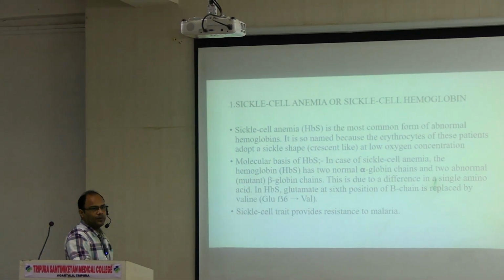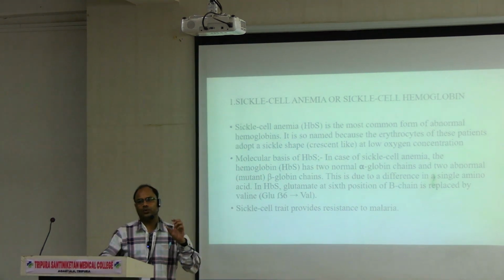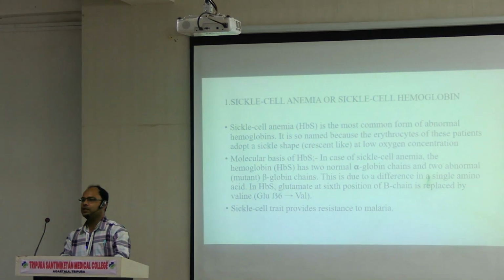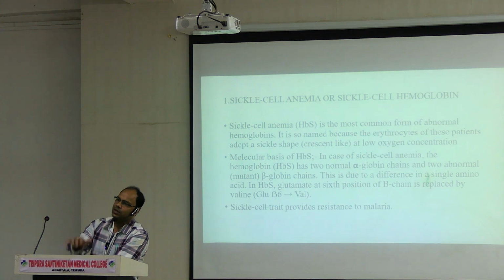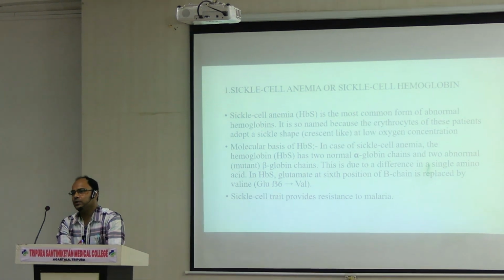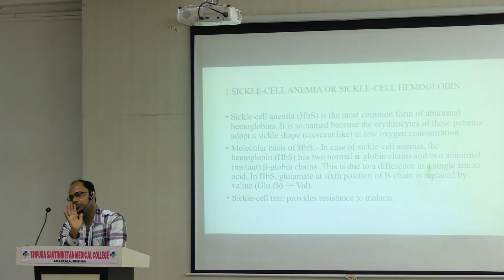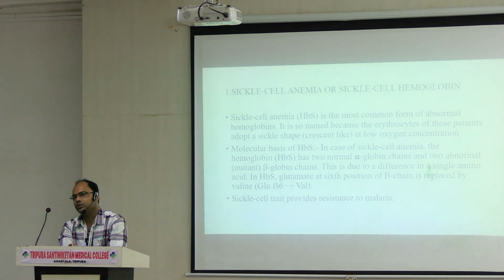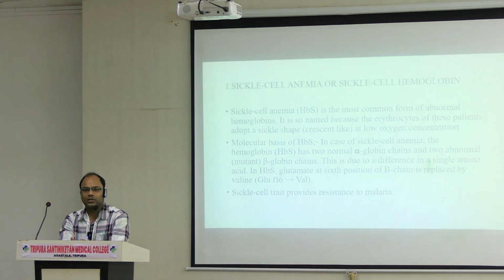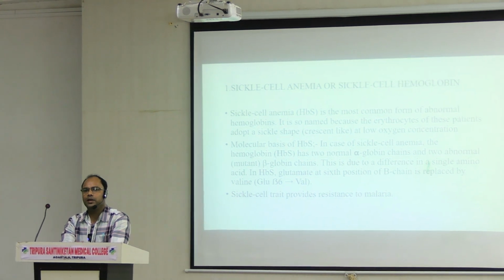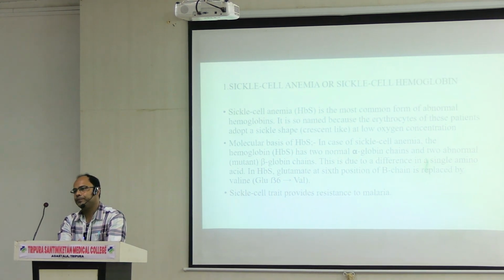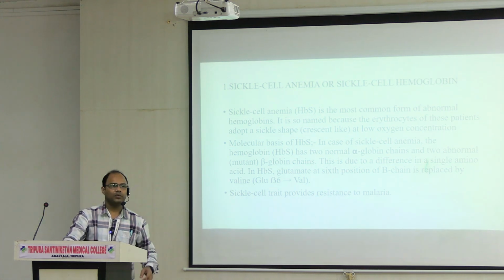So what happens when sickled RBCs try to escape through the splenic sinusoid? They get trapped in the splenic sinusoid and are destroyed by the sinusoidal cells, the macrophages. Okay. So a patient suffering from sickle cell disease, sickle cell anemia, has massive splenomegaly and anemia. This is because of HbS.